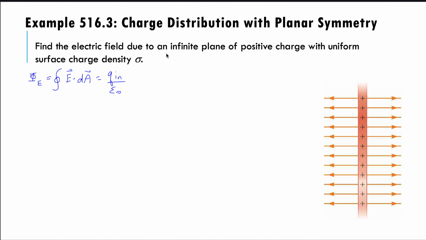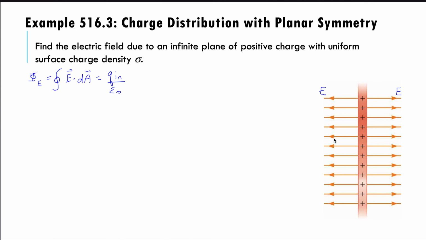In this example, we have to find the electric field due to an infinite plane of positive charge with uniform surface charge density sigma. So I've written down Gauss's law, and the first step is to figure out what kind of Gaussian surface we're going to use. And we know that the electric field comes out perpendicular in either direction away from this plane of charge. That helps us figure out what our Gaussian surface is going to be.